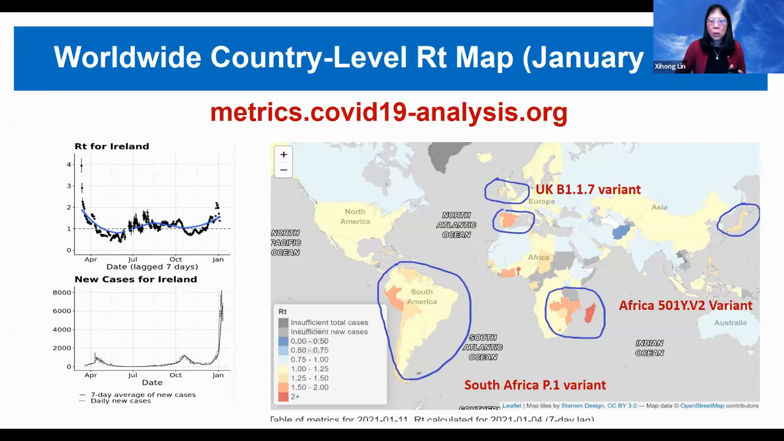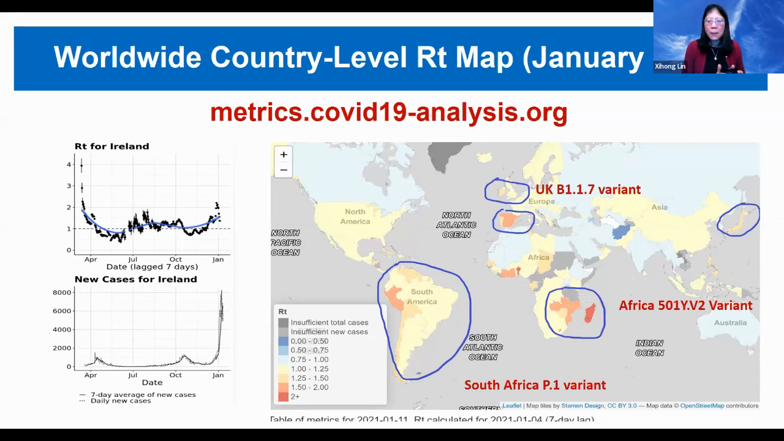And also there's a cluster. And so you can see the left-hand side is Iceland cases. You can see it rising quickly. And also the RT value is much bigger than one. And also there is a cluster in Africa, and this is a new variant in Africa.